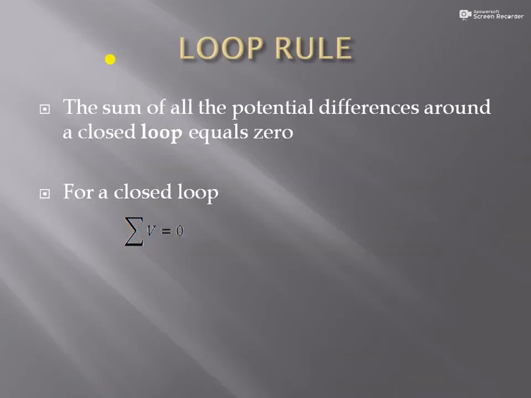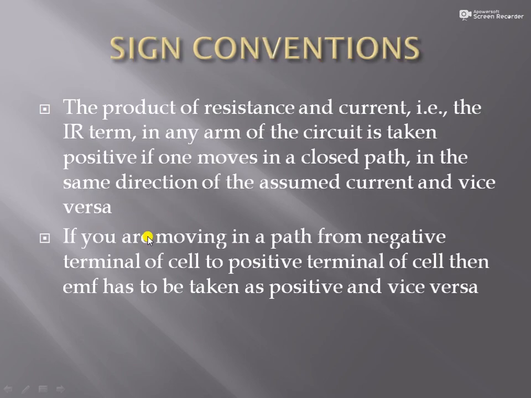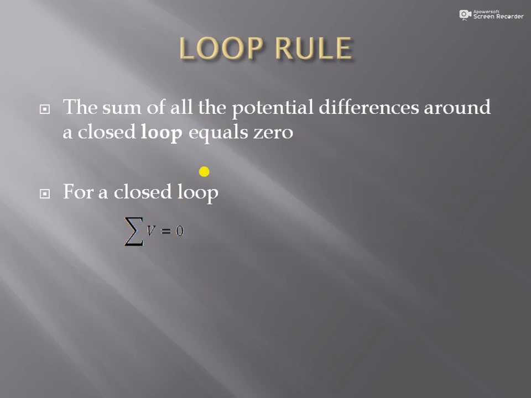The second rule is called the loop rule. According to the loop rule, the sum of all potential differences around a closed loop equals 0. So the mathematical form for this loop is the summation of potential, that is V, is equal to 0, or you can say summation of IR, because the value of V is I into R, is equal to 0.